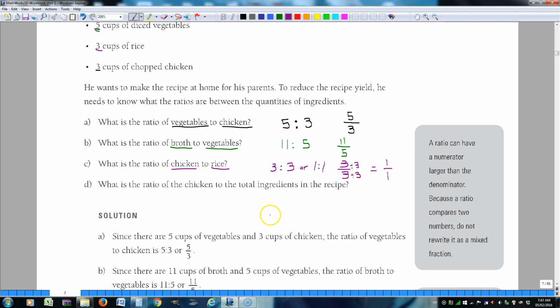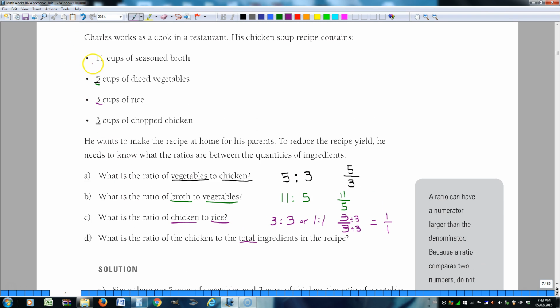This last question: what is the ratio of the chicken to the total ingredients? Now this is where they try to trip you up. They're not comparing chicken to rice or chicken to vegetables. They're comparing the chicken to the total. So the problem here is you do not have a total. There is no total here.